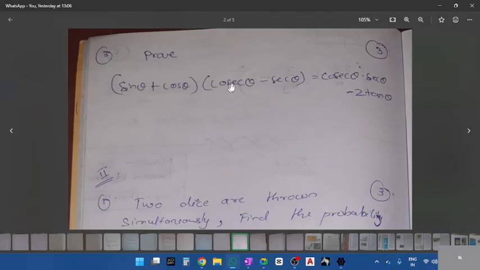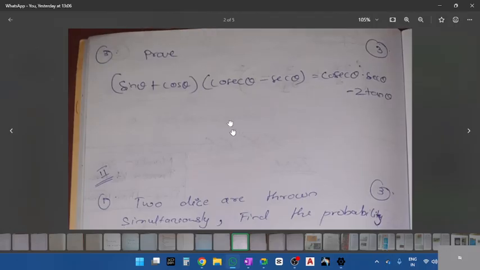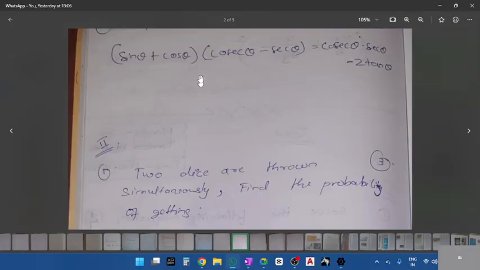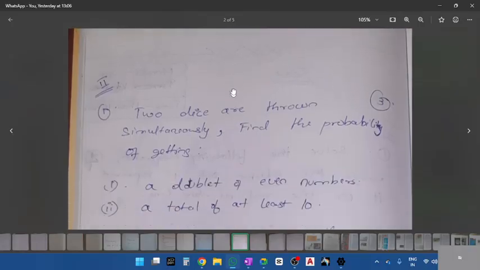Next. This might be a bit tough. Sine and cos is given, cosec and sec. Right hand side we have cosec sec minus 2 tan theta. Try to use sine cos. There is no square relation. Okay, try to use sine cos and solve this. We'll see. Mostly a square minus b square you have to solve.